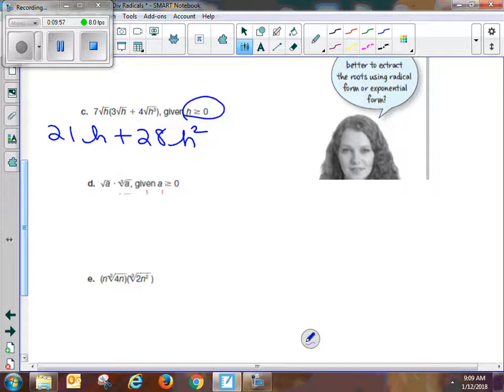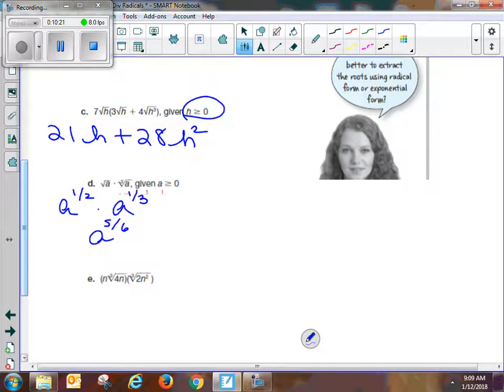So when I see the first one, I see a to the 1/2. Do you agree? And in my second one, I see a to the 1/3. Very good. Like base, keep the base, add the powers. 1/2 plus 1/3 again. 5/6. Okay. So we have a to the 5/6.